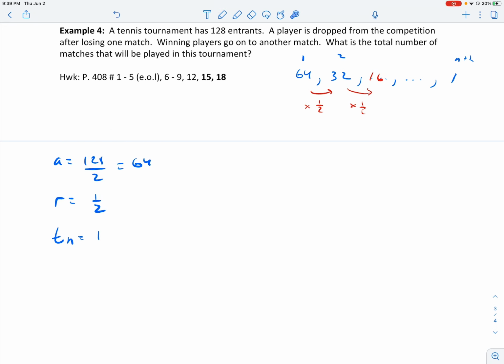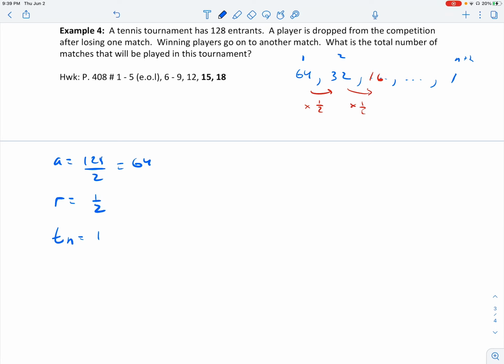I think a lot of people might make a mistake here if they're not careful. They might start with 128 entrants, but at the first match, there's only going to be 64 out of there that go on. So be real careful that you cut that number in half first.